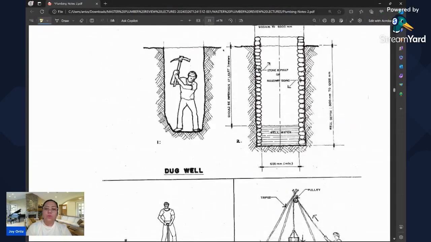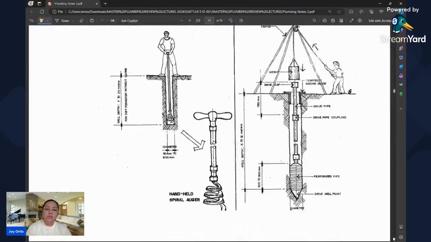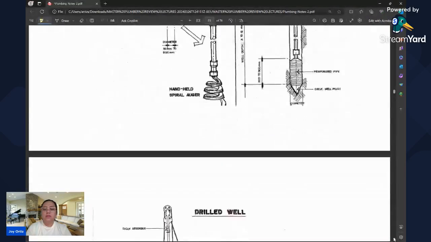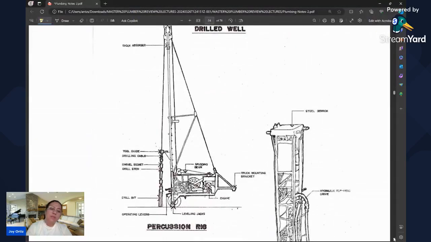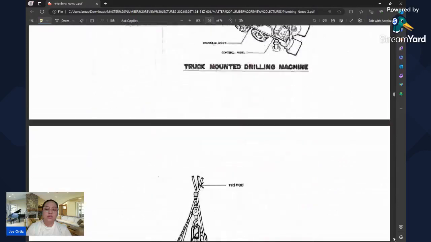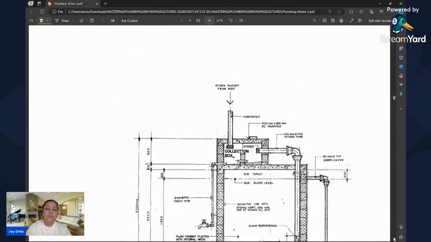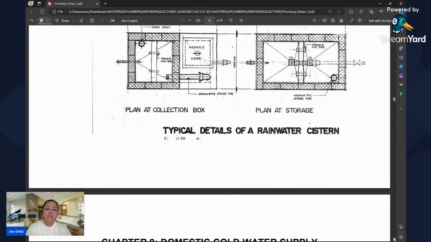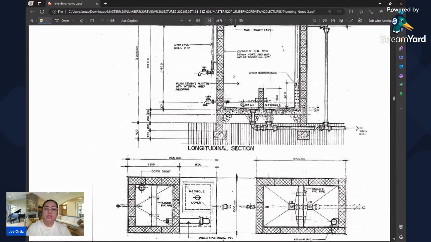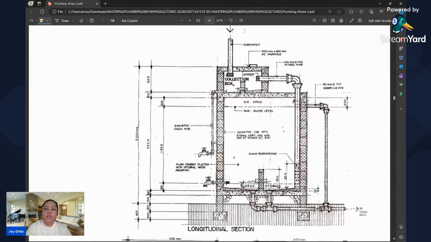For a dug well, this is it, only about 3 meters deep. Then this is the drilling, the drilled well, where we use drilling materials. This is a drilled well by jetting, a sample. Here are the typical details of a rainwater cistern. Usually, what we have here is a downspout, then a collection box, then a drain pipe, and so on.